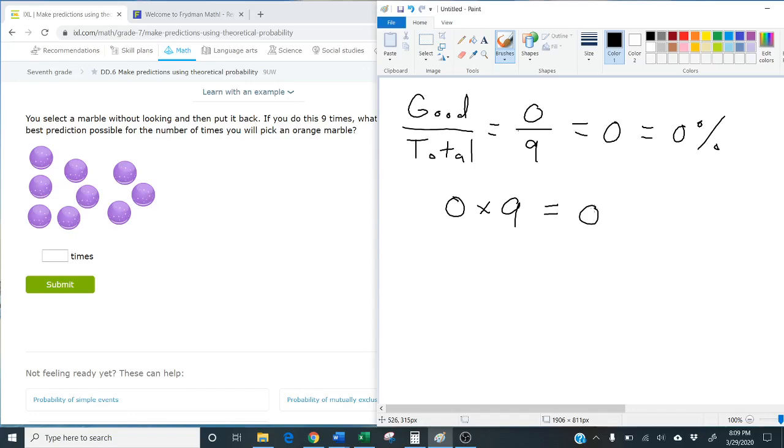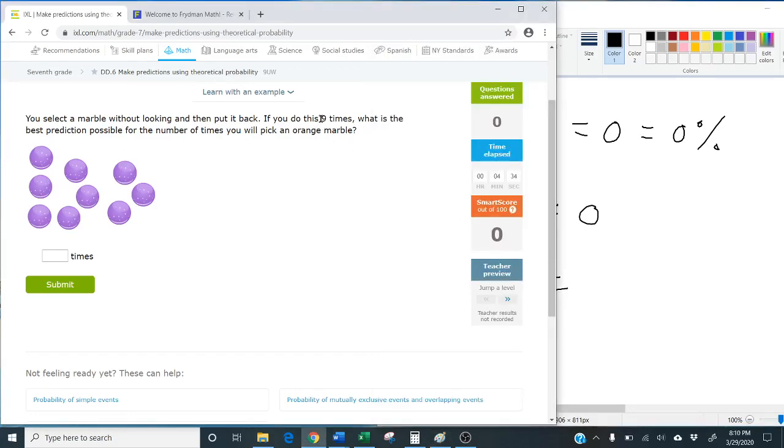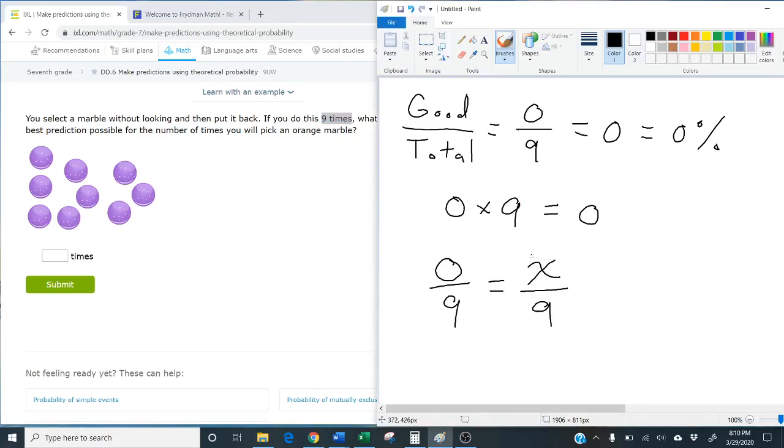Another way we could have done that is to set up a proportion. 0 over 9 equals x over 9. This 9 is coming from the total number of marbles. This 9 is coming from the fact that we picked out a marble 9 times. Another point of confusion might be this x is an unknown, which we're trying to figure out. This x from the multiplication strategy means multiplication. So these two things are different.